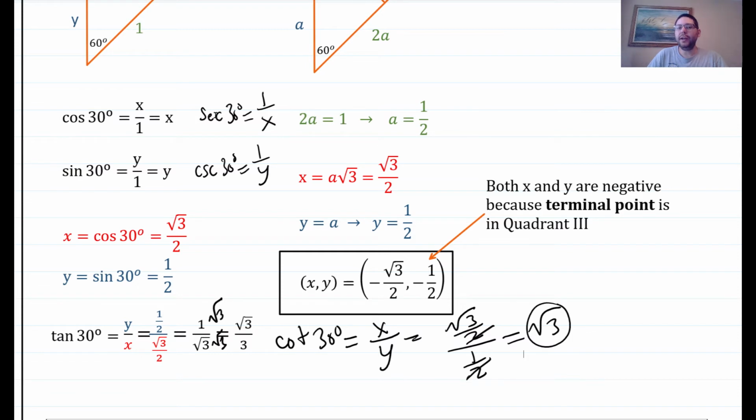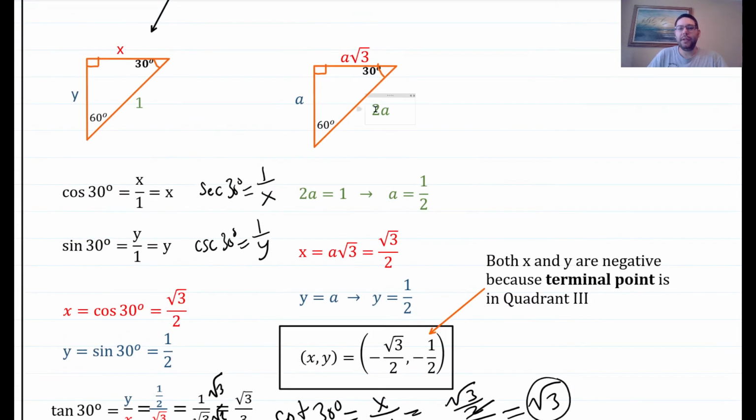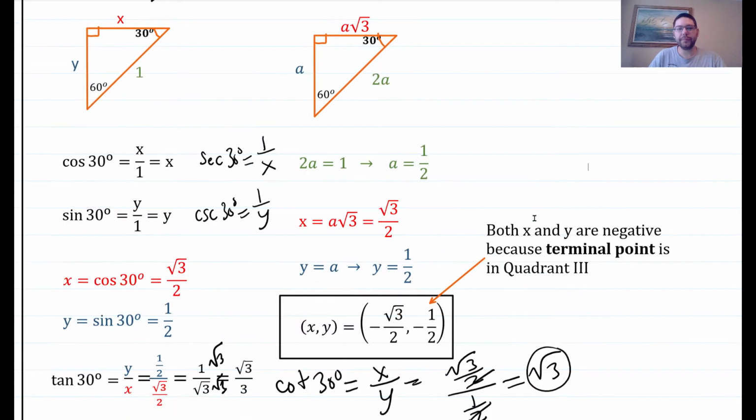But let's go ahead and see how we actually found it, right? How did we find x and y? Again, the hypotenuse is equal to 1. So that means that 2a is equal to 1, which means that a is a half. So you're going to take that a and plug it in for x, because we know x is equal to a square root of 3. So we plug in a half into a right here, and then 1/2 times square root of 3 is just going to be square root of 3 over 2.